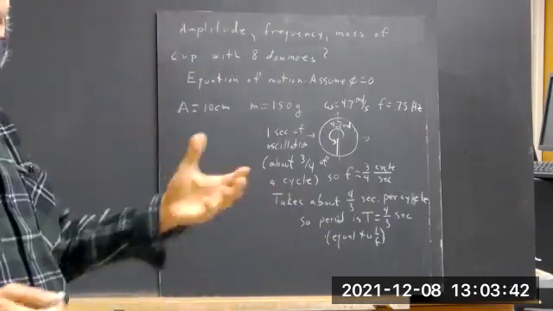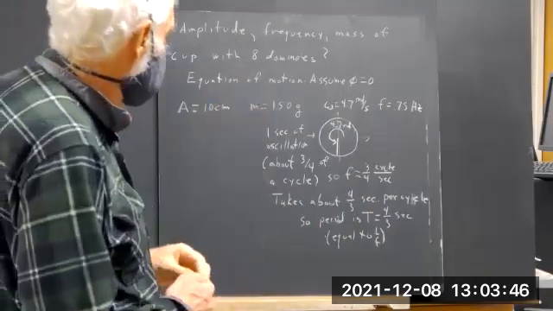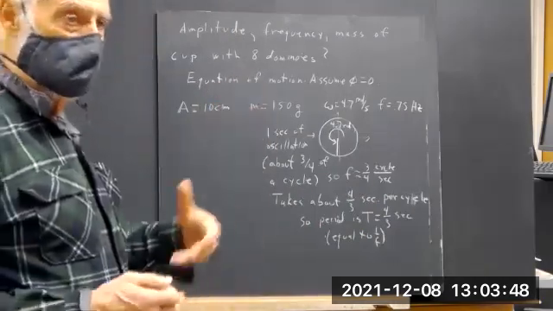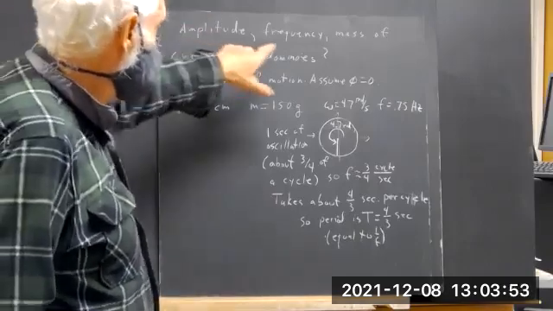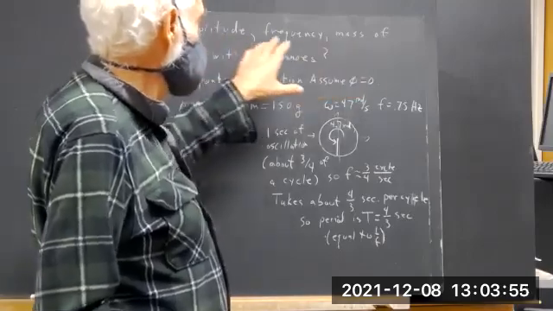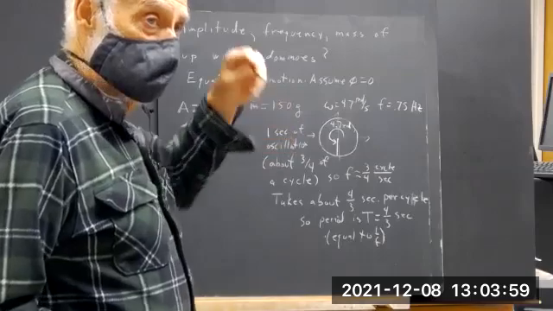We use a rubber band just to real quickly assemble. We can get various tensions and so forth using different rubber bands, different lengths. So we use it. Okay, so we do the amplitude, frequency. I asked for the amplitude, frequency, and mass of a cup with 8 dominoes.